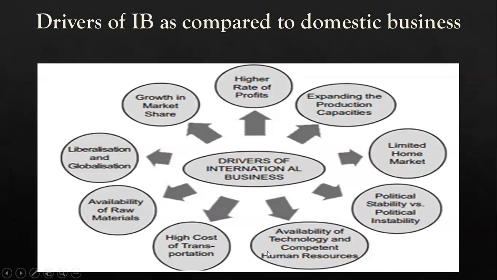And then we go to the next driver, that is availability of technology and competent human resources. Yes, see, we know that in a country like India, we have abundant supply of cheap labor, isn't it? That is what we would have discussed in economics also. But the point is, it's not about the quantity that matters here. It is all about the quality. Okay. See, when I'm talking about availability of technology, yes, we have good brains in our country.